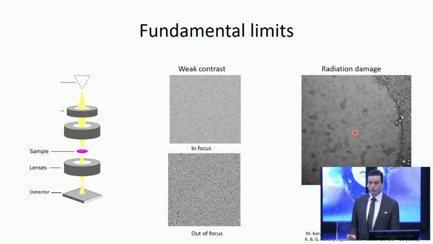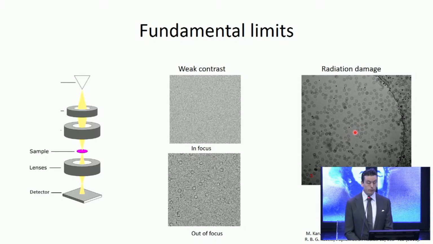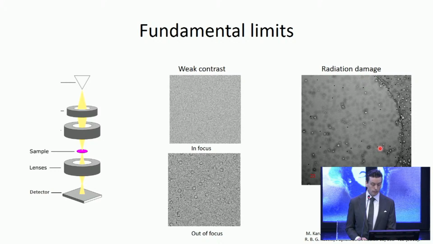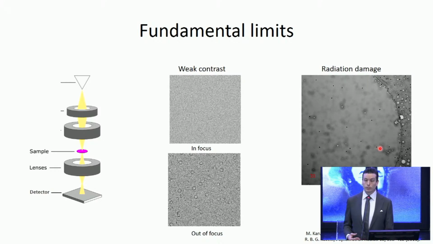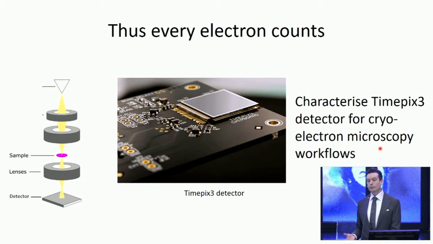The other fundamental limit is radiation damage. The protein is being damaged by the electron microscope, by the electrons passing through it. And this will limit the amount of electrons that you can use, the amount of signal that you can generate. So this means that every electron that you use counts. And this is where my project starts, and why the detector is of utmost importance for cryo-electron microscopy.